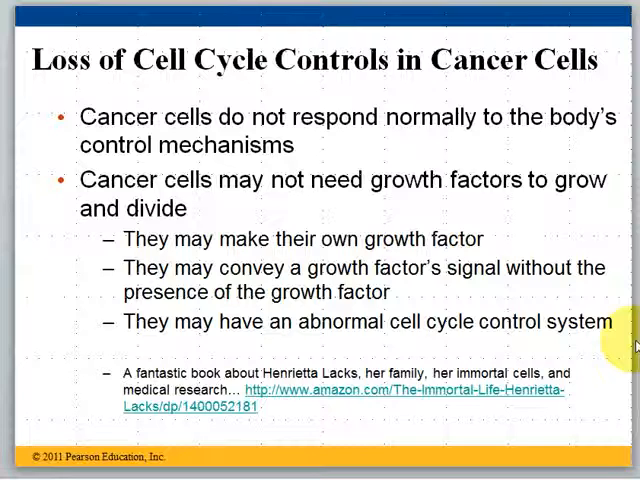Cancer cells don't really do that. Cancer cells don't respond normally to the body's various control mechanisms. So cancer cells don't have to get this growth factor as an outside signal. They either will make their own growth factor, or they will get the signal to divide without the growth factor, or they may have a problem in their cell cycle control system, where they just overrun those checkpoints, and even if the proper checks and balances are or are not in place, they continue to divide out of control. So basically, cancer cells can divide indefinitely if they have a continual supply of nutrients. Basically, you can say that they become immortal.